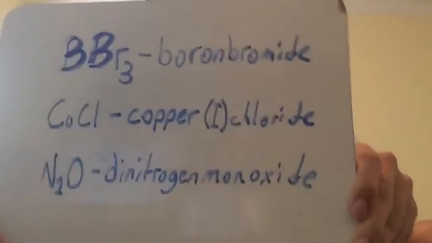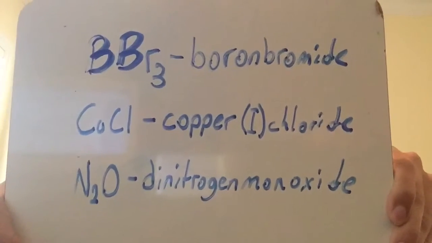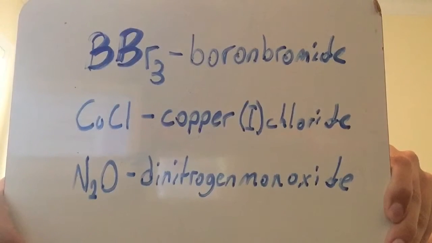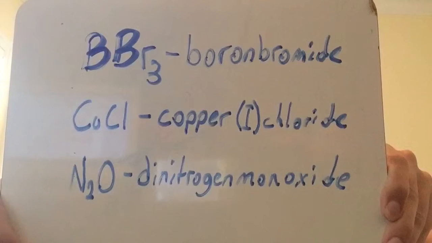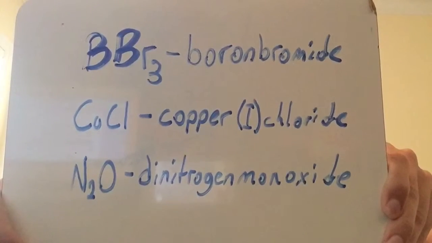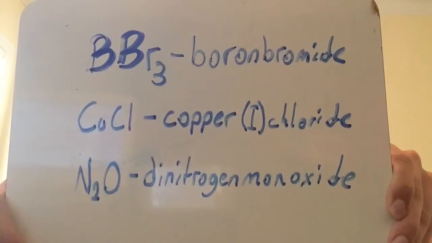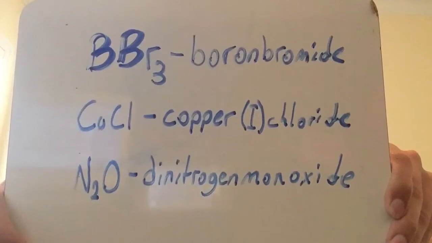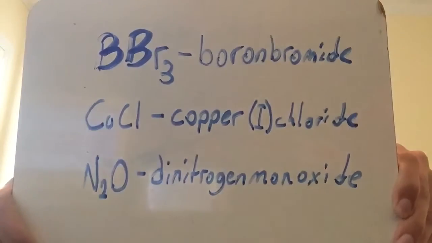Here are some examples for what you just learned. BBr3 would be boron bromide. CuCl would be copper 1 chloride, and the 1 is there because copper is a transition metal with the oxidation state of 1. And N2O would be dinitrogen monoxide. Keep in mind, these will all be lowercase letters whenever you use them.